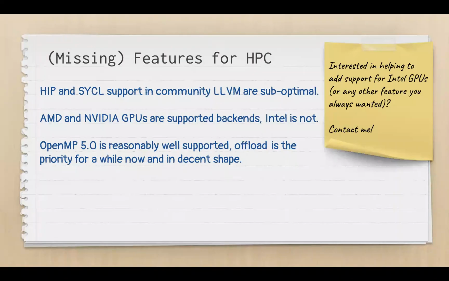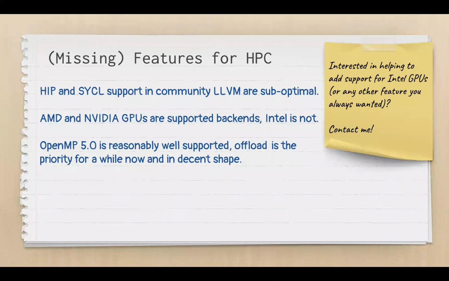Now, there are a couple of features for HPC developers that LLVM offers, and a couple of features that are missing right now. HIP and SYCL support in the LLVM community version are not as good as we want them to be. The respective vendors are working on that and upstreaming things as we speak. AMD and NVIDIA GPUs can be targeted with OpenMP offloading. Intel, not yet. That is still on our to-do list. So if people are interested in that, feel free to reach out. We have a couple of tasks that need to be done.